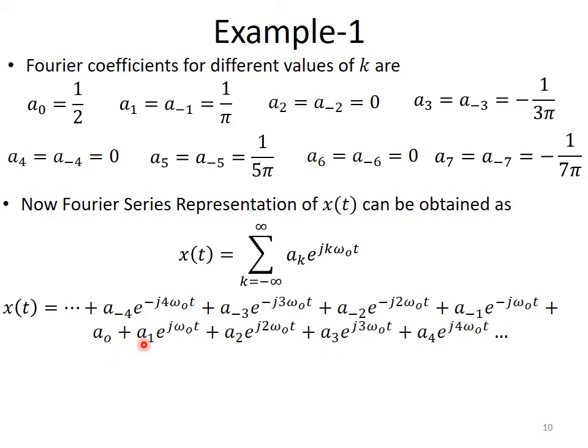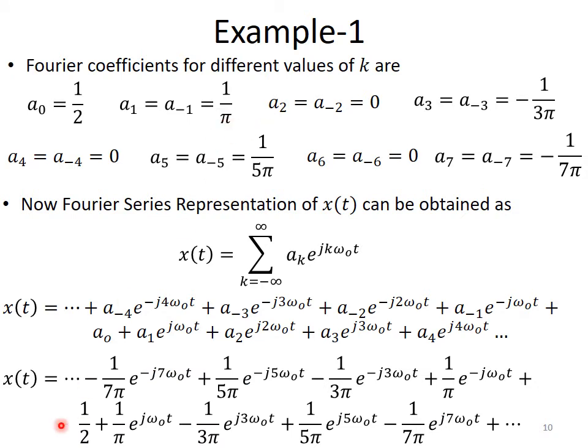Similarly, the terms after a naught are positive values of k. For example, k equal to 1, 2, 3, 4, up to k equal to infinity. And the terms before a naught are negative values of k: k equal to minus 1, minus 2, minus 3, up to minus infinity. Now we can substitute the values of the Fourier coefficients. For example, a naught is 1 upon 2, similarly a1 and a minus 1 are 1 upon pi, and so on. So substituting all these values will give you the Fourier representation of x of t.